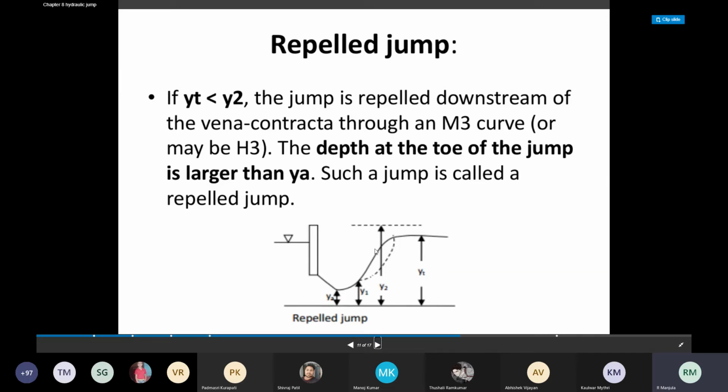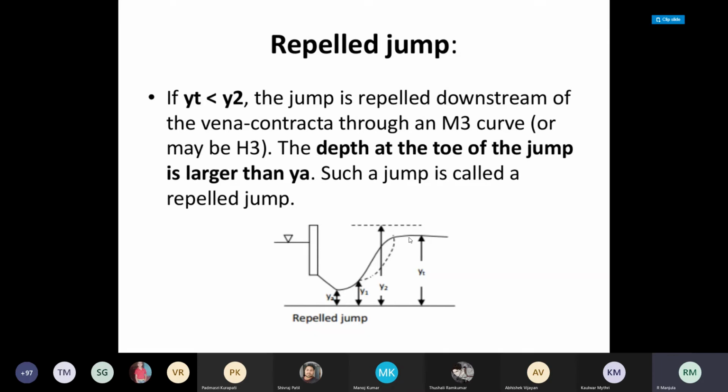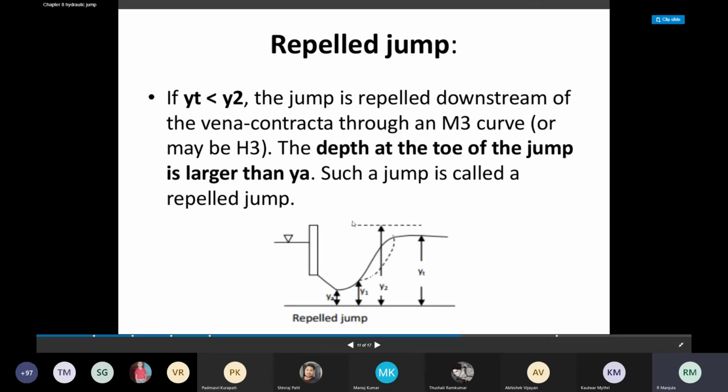So there will be a curve. This curve is called your M3, mild slope. There are different slopes of curves: mild slope, steep slope, horizontal, and so on, and varying conditions also in three different regions. Anyway, we will discuss these surface profiles later.